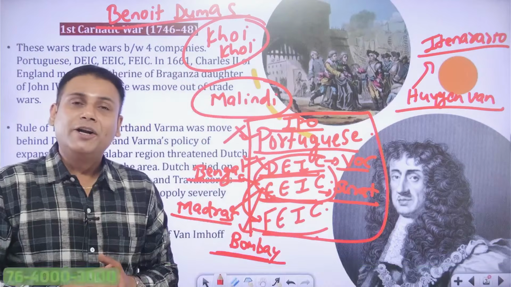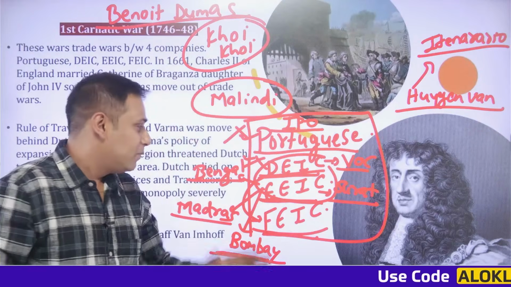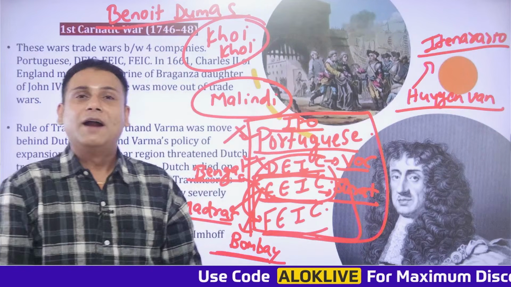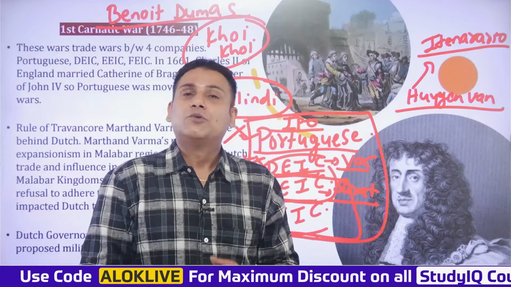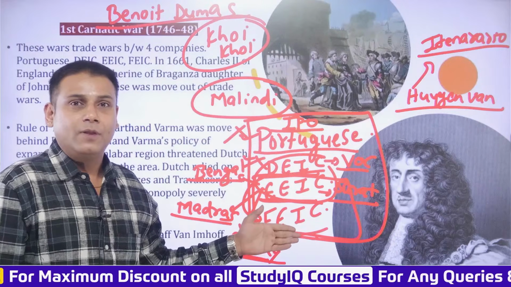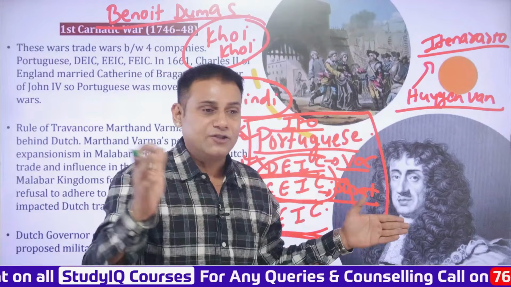Benoit Dumas, what did he do? He captured the region of Karikal. So now there are only two powers remaining in India, the English East India Company and the French East India Company. Okay, my friends, this was a very short introduction about the four European powers. In detail, I have explained them as part of the Modern Indian History series.